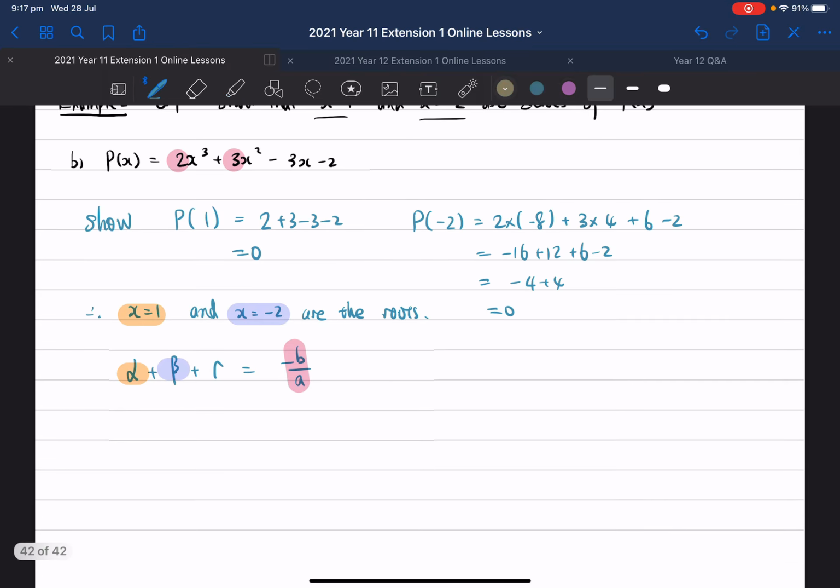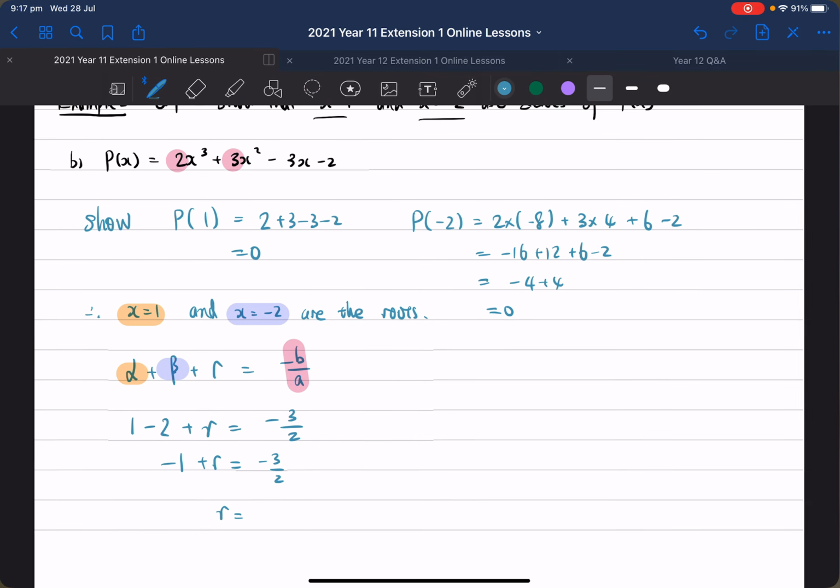So we've got everything we need. It's a simple substitution: 1 minus 2 plus gamma is equal to minus 3 on 2. And as you can see here, it's super easy to get the final answer.